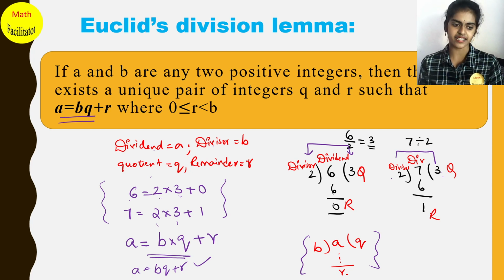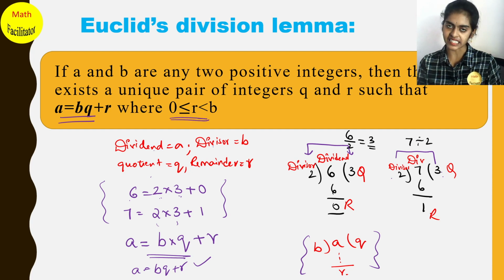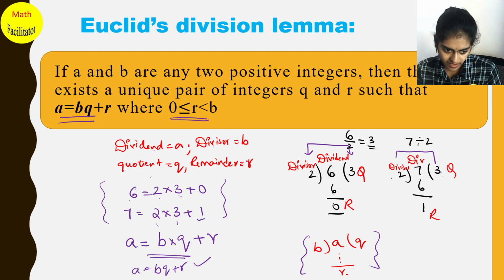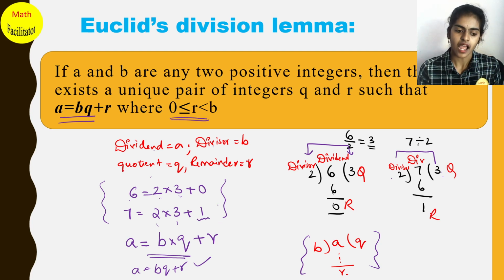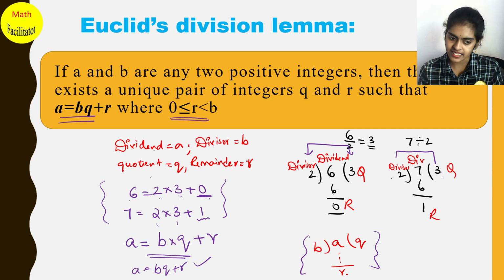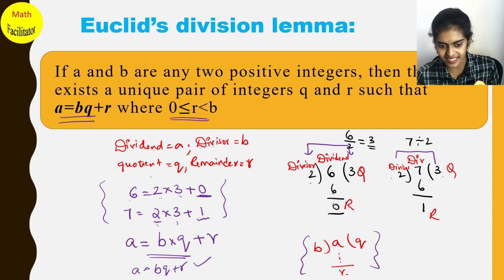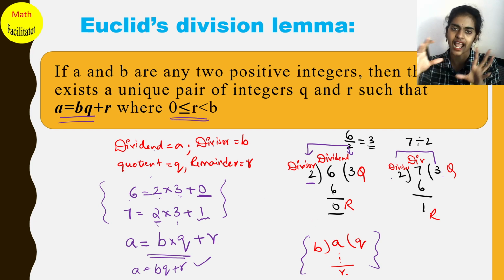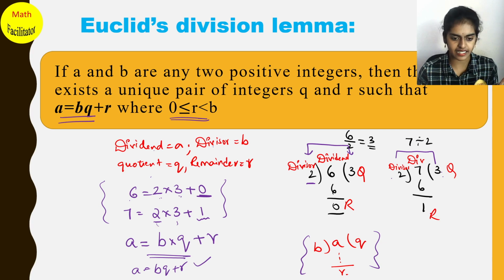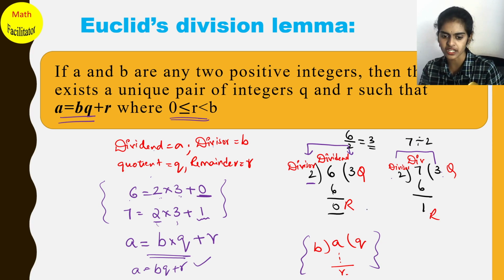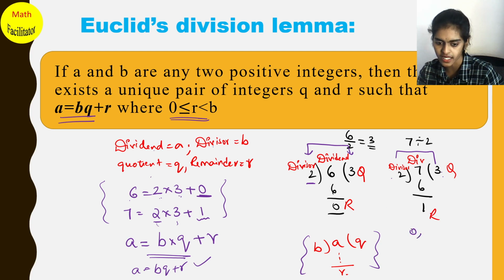In each case you can see that the remainder you are getting is either 0 or a number which is less than b. Less than b means it is less than the divisor. The remainder is always between 0 and the divisor. Is this clear? You can check any number of examples. In these two cases, one time my remainder was 0, the other time it was 1.